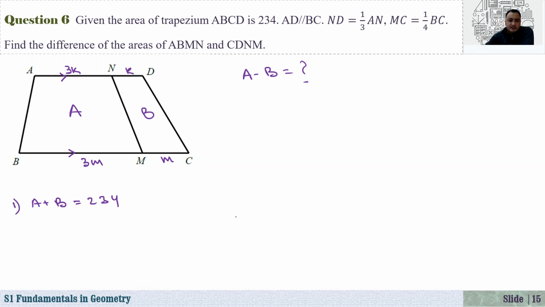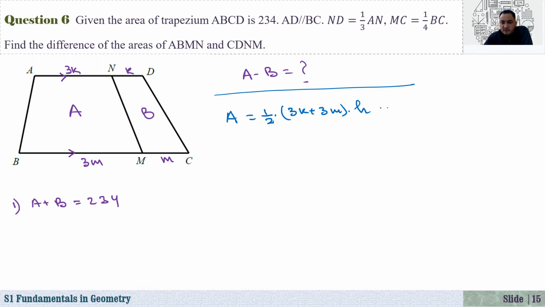First, let me find the area of A. So what is capital A? ABMN is a trapezium, right? So that's equal to 1/2 times the sum of the parallel sides, that is 3K plus 3M times H. So if I simplify this, that's equal to 3/2 times K plus M times H.